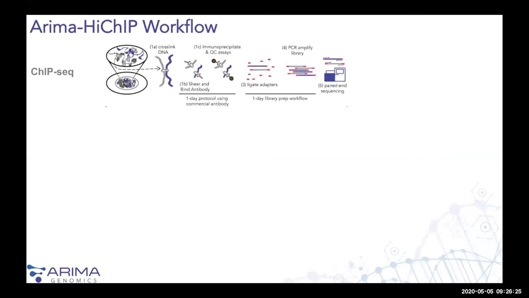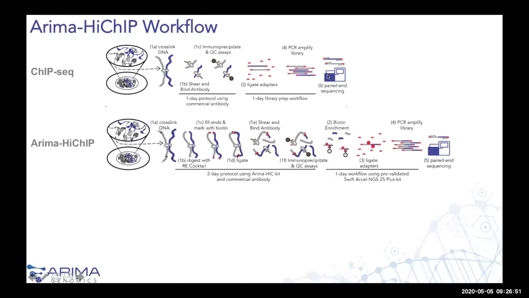Now, lastly, we'll go into HiChIP. Similar to how I introduced Capture Hi-C, to introduce HiChIP, first, in a typical ChIP-seq type of experiment, you have your cross-linked cells, you shear that chromatin, you add your antibody, you do your IP, shown here, and then you do your library prep and sequence.